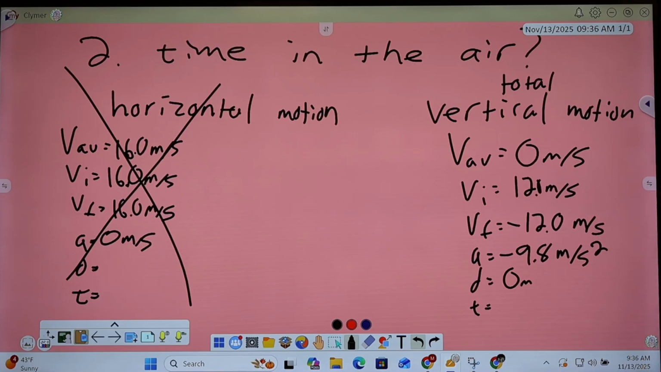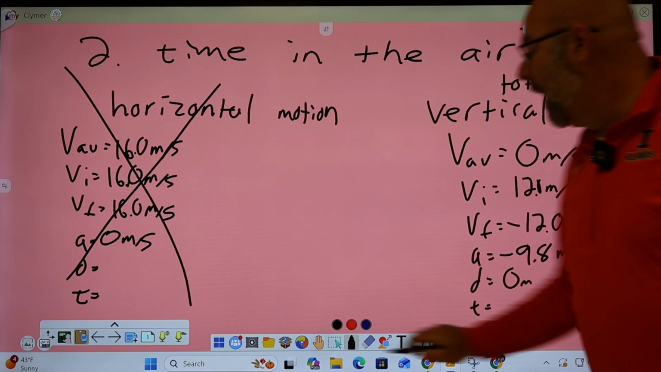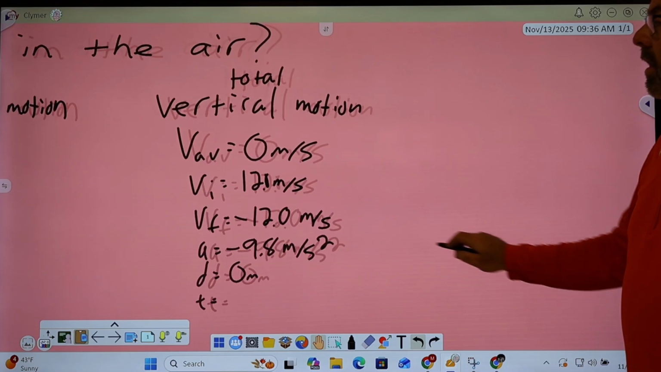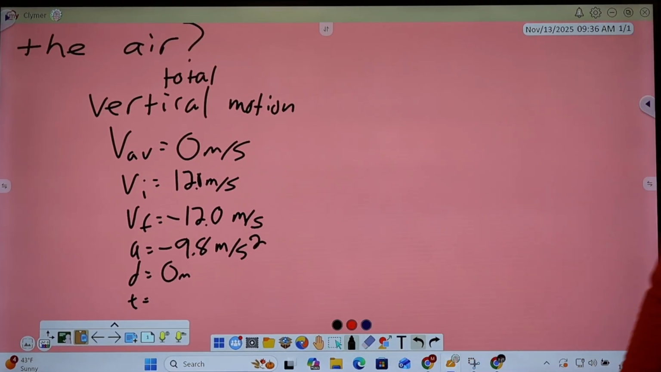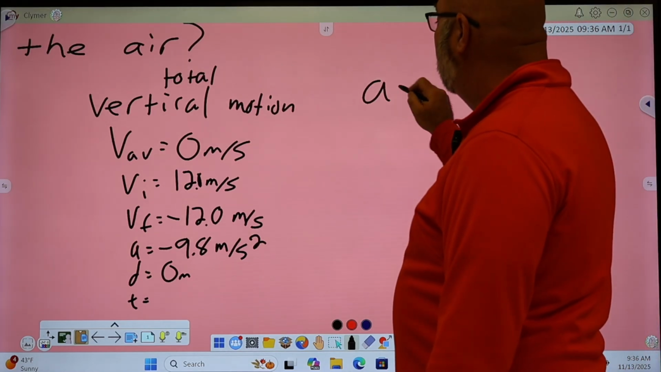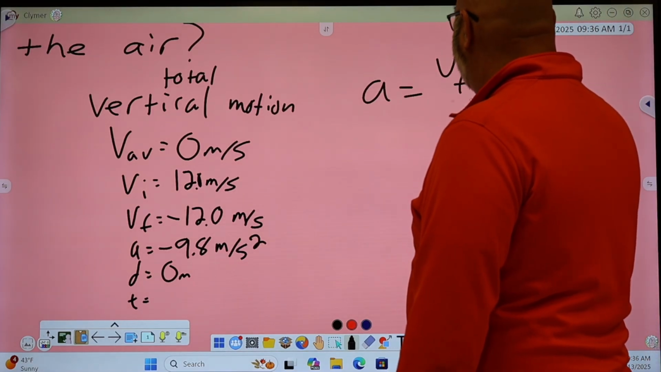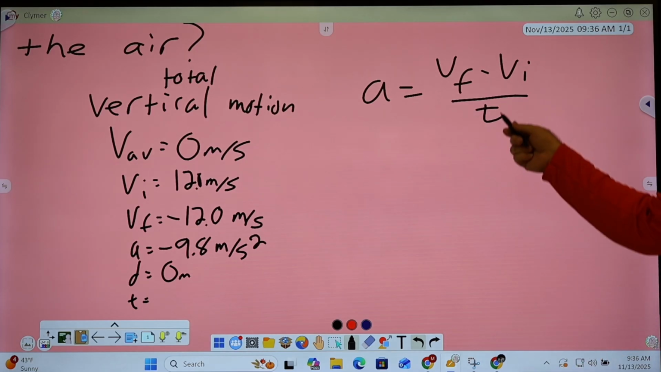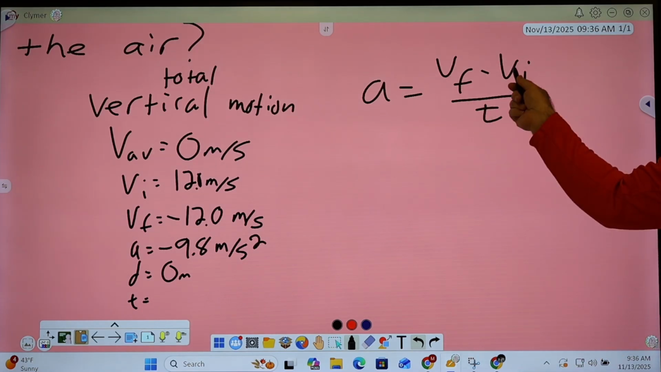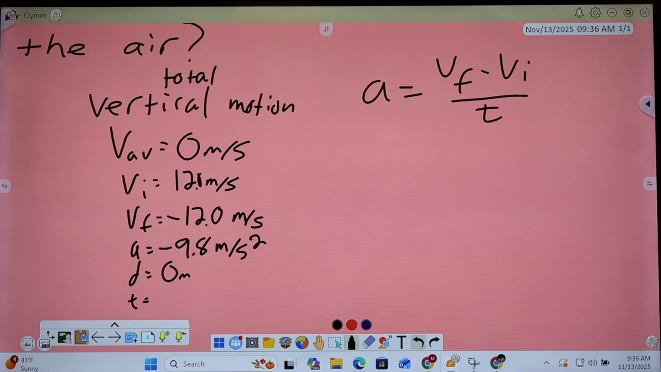Which equation are you going to use for time here? I know the one I'm going to use. D equals half AT squared plus VIT. No. Why don't you make it much harder? Distance over time. Equation number 2. Do we know all these things? We know this, we know this. We can solve for time.